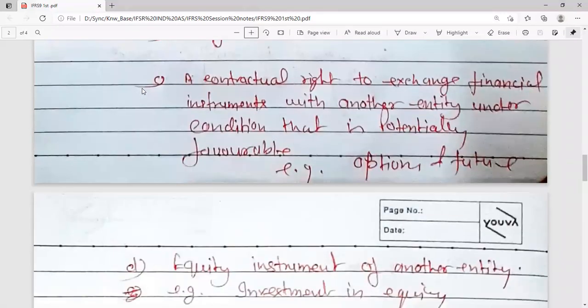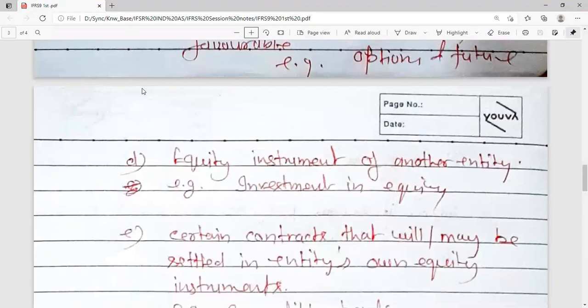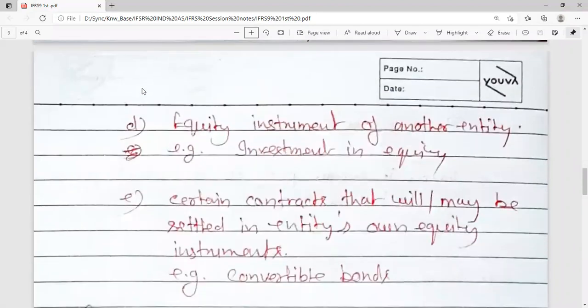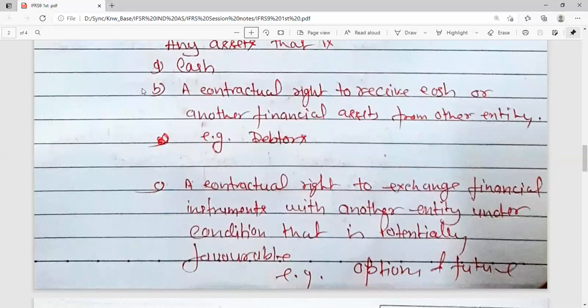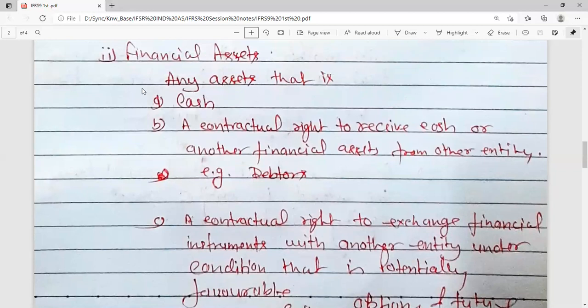So consider these 5 points. Can it be covered in any point? I don't think E, D, and C are relevant; they are completely different points. Only B you can consider on this criteria: contractual right to receive cash or another financial asset from another entity. I told you that if I contract with a contractor to complete the work within a month, and we pay most of the amount in advance.